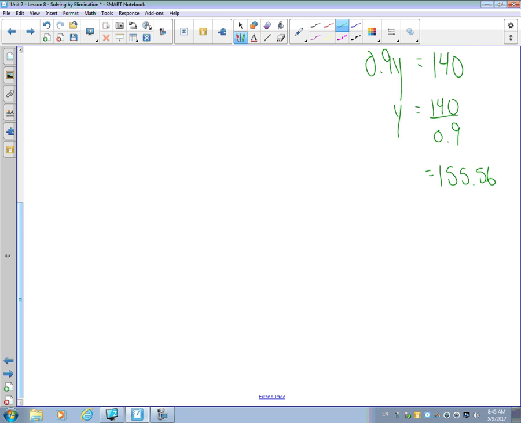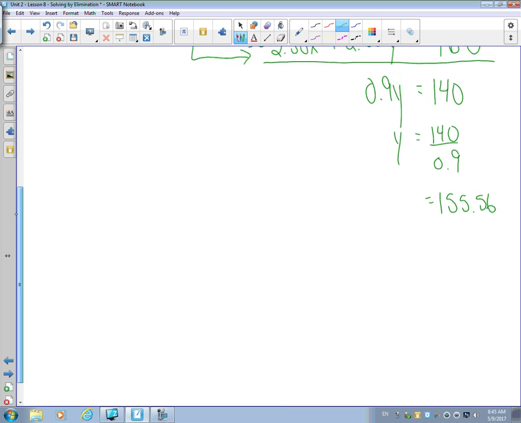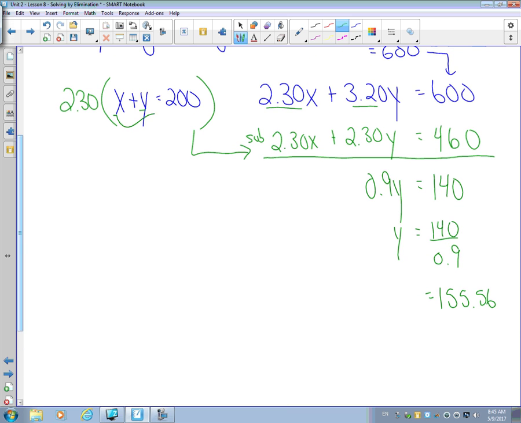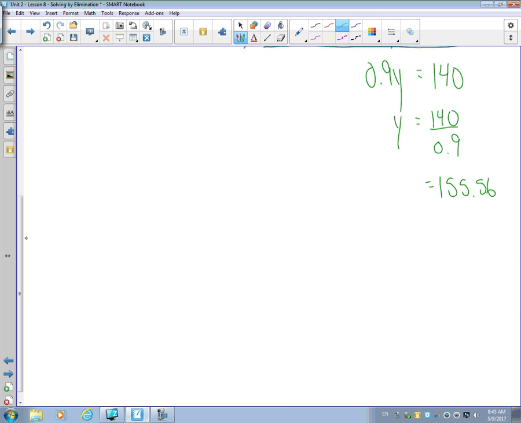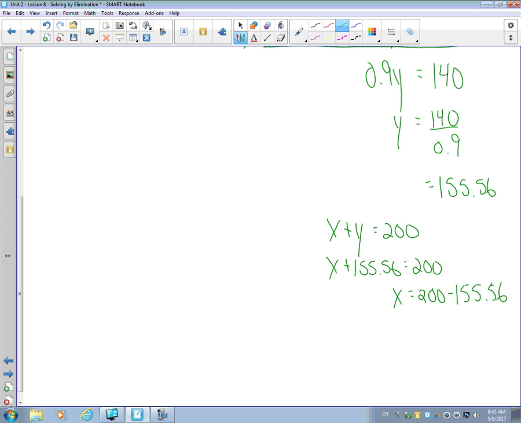Once I know y, I have to go back and figure out x. I have a really nice equation for x. This original one, x plus y makes 200. So if x plus y is 200, and we know that y is 155.56, we can figure out x really quickly. I'm just going to do a quick little subtraction. You don't even really need to show me this piece, but we'll just do it anyway. Okay, there's our two variables.